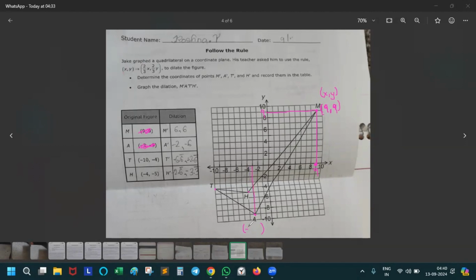-3 and -9. Fantastic. So that's how you find all the coordinates. You get that? I know how to find the original figures, but I don't know how to do the dilations part. Yes, so that's what we're going to do now. Let's start with the first point. M is 9, comma 9, which means x is 9 and y is 9.